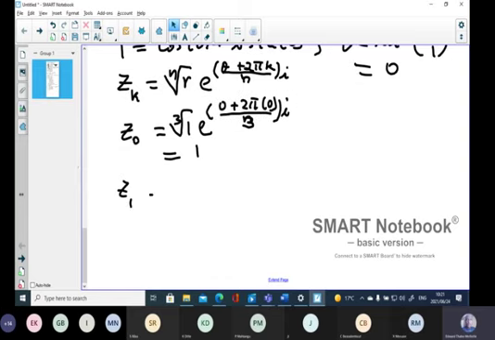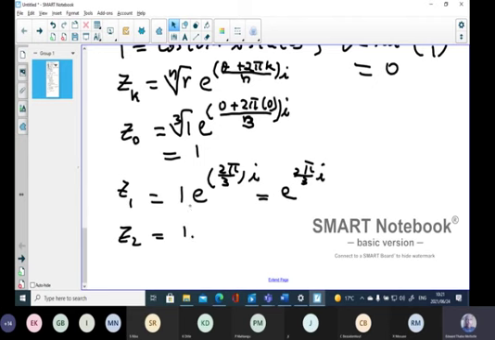Now z1 is equal to 1 e to the power 2 pi over 3i, and that's the solution, equivalent to e to the power 2 pi over 3i. And then z2 is equal to 1 multiplied by e to the power 4 pi over 3i, equivalent to e to the power 4 pi over 3i.